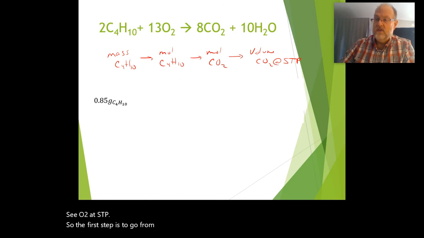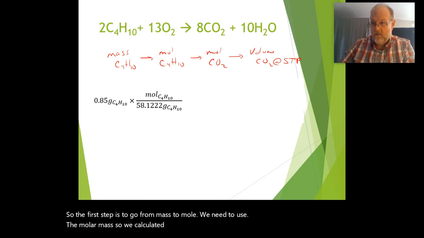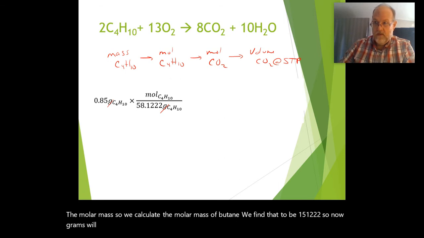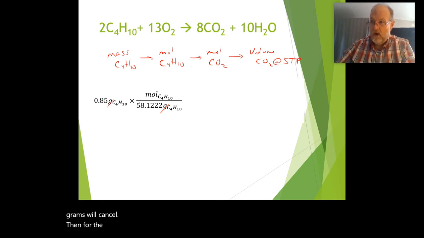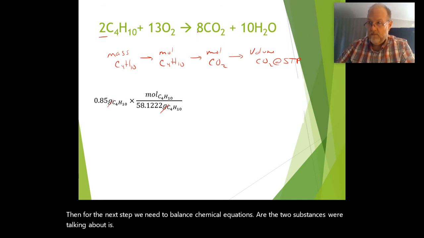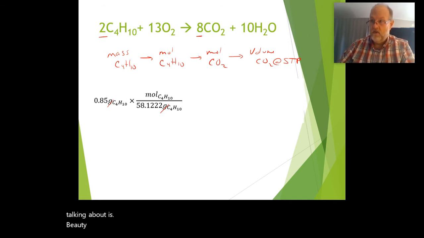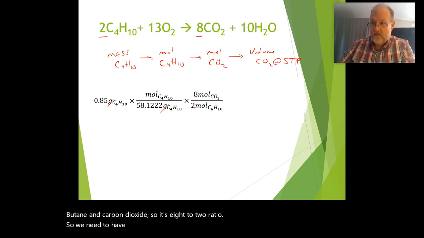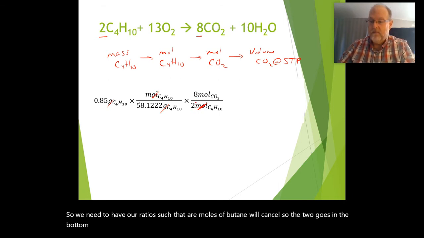So the first step is to go from mass to mole. We need to use the molar mass. So we calculate the molar mass of butane. We find it out to be 58.122. So now grams will cancel. Then for the next step, we need the balanced chemical equation. The two substances we're talking about are butane and carbon dioxide. So it's a 2 to 8 ratio. We need a ratio such that our moles of butane will cancel, so the 2 goes on the bottom, the 8 goes on the top.